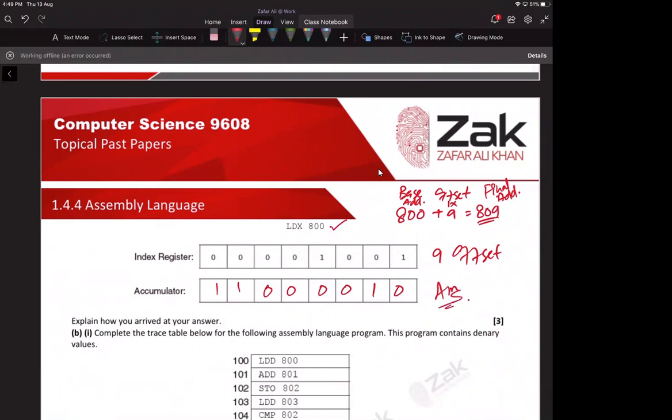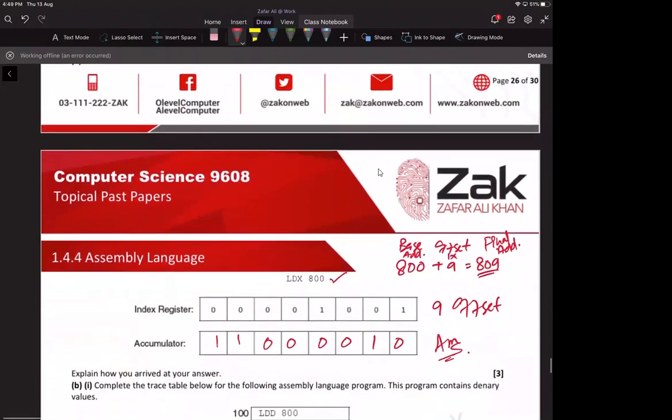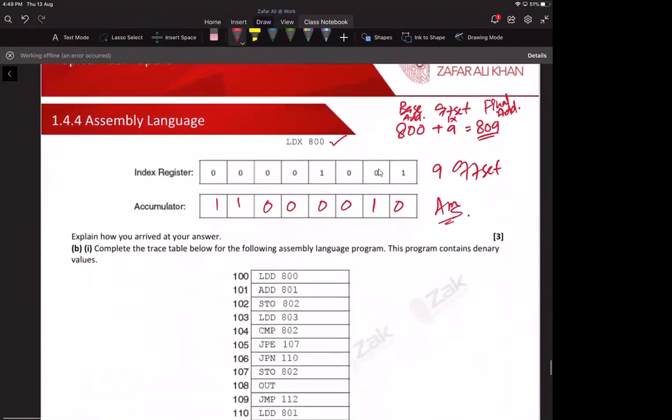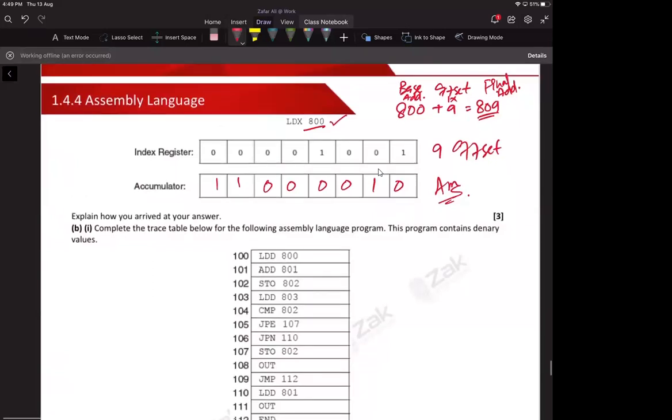All right, so explain how you arrived at your answer. So you will be telling that we took the base address from the instruction, which is 800, and we added the offset, which is the content of index register, to it to get the final address. And from that final address, we brought the value in the accumulator.